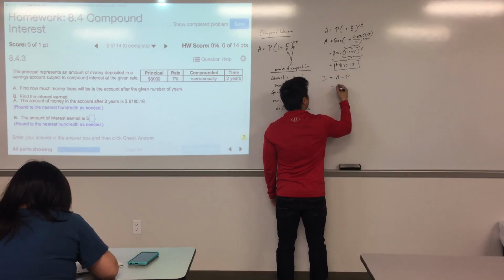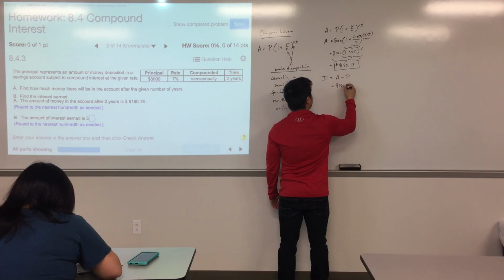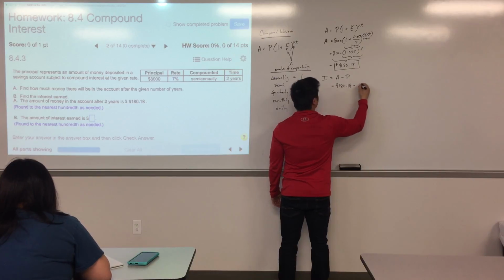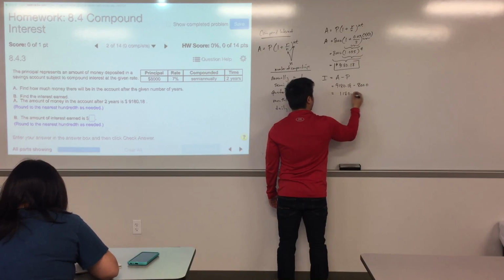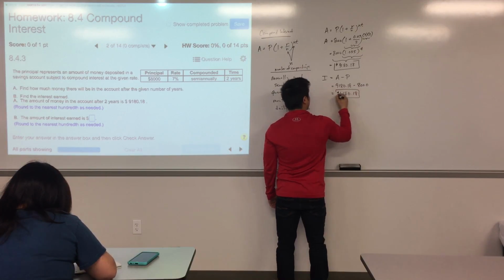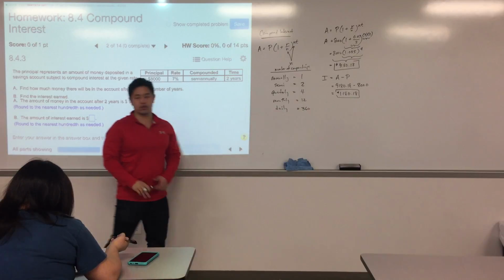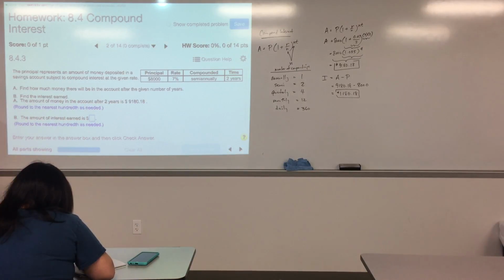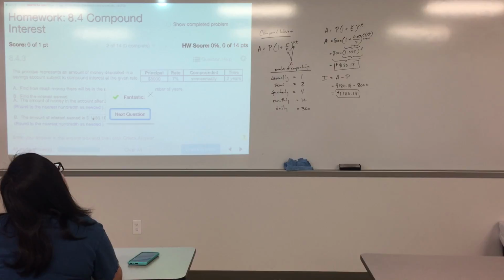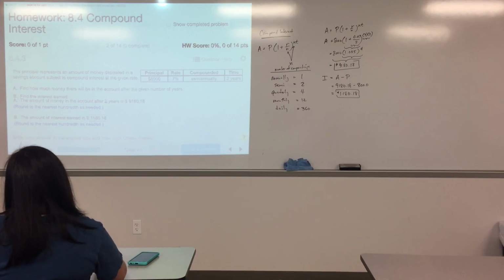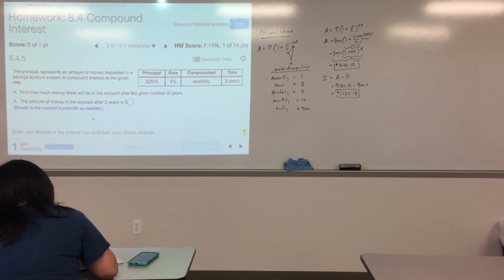So in our case, the future value was 9180.18. The principal, 8,000, what we put into the account or deposited. So 1180.18, that should be your interest. And let's just check it, 1180.18, and we're good. Does that make sense, guys? Any questions about that at all? And that's how you do compound interest problems.